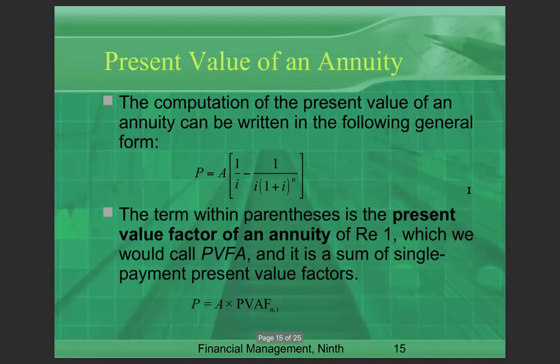And the same thing applies for the annuity. The computation is the same. So this is the annuity. The present value of an annuity can be written in this equation: P equals A of 1 by I minus 1 by I multiplied with 1 by (1 plus I) to the power n. And again for this also you will have a table value, the present value annuity factor, under I rate of interest against n number of years.